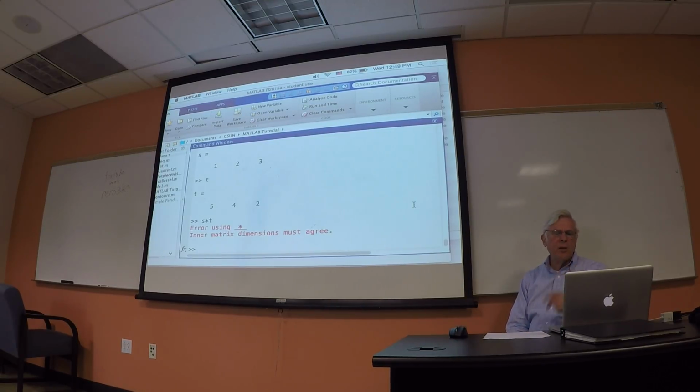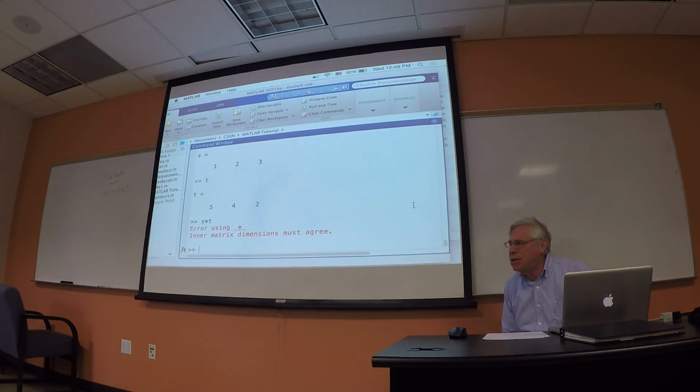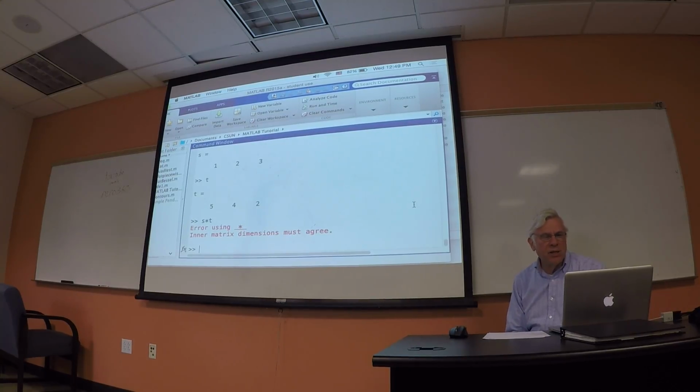But here's something you want to do many times, and we're going to see this over and over again. Many times you'll have this array S and this array T, and you want to do an element by element multiply. In other words, I want to do 1 times 5, 2 times 4, 3 times 2. MATLAB has a short notation that allows you to do an element by element multiplication. It takes that star and puts a dot in front of it. Let's do S dot star T.